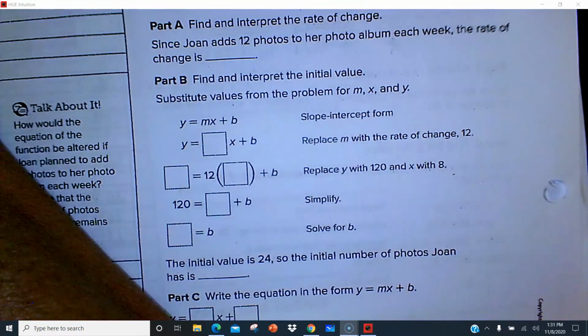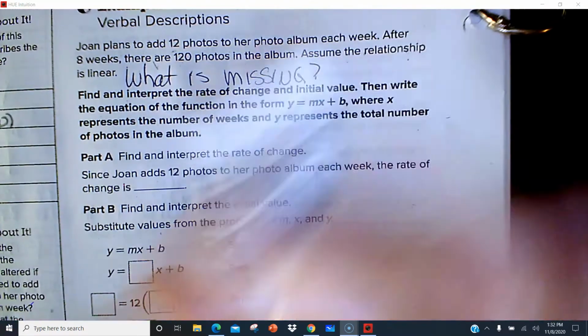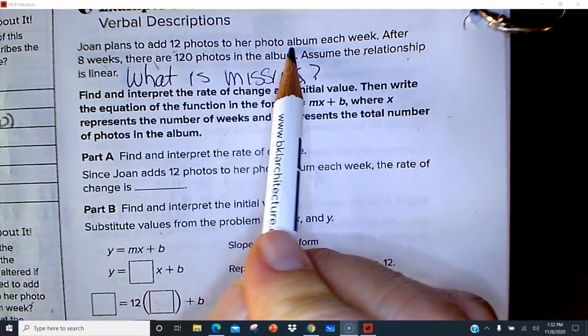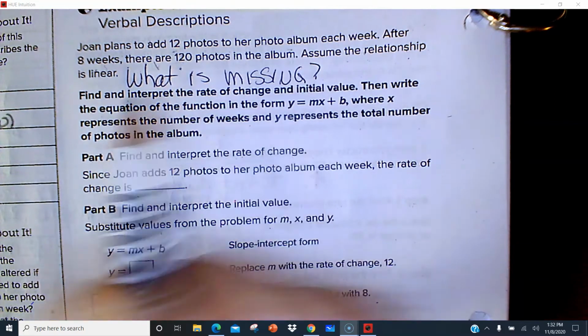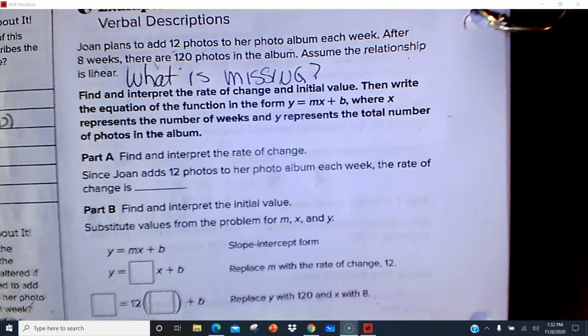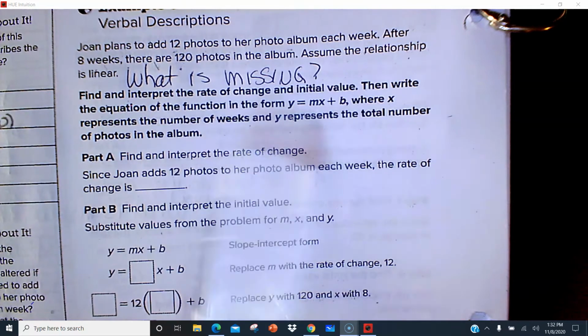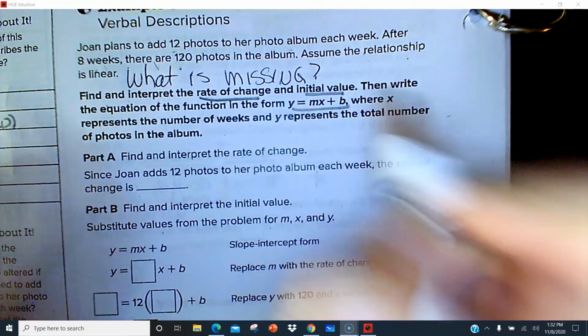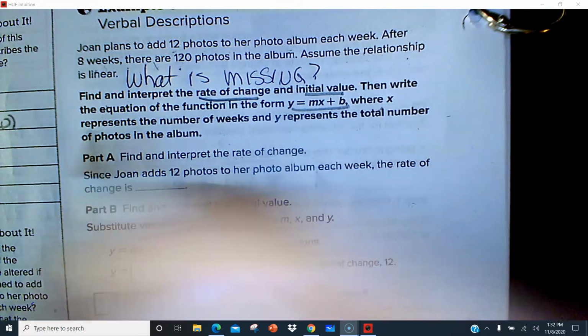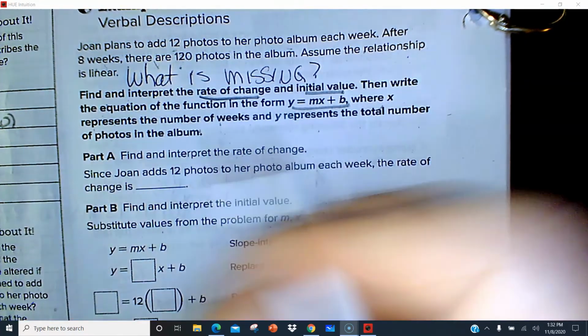We'll press pause here. Okay, so this problem here, Joan plans to add 12 photos to her photo album each week. After 8 weeks, there are 120 photos in the album. Now, here they have to actually get to the question. Find and interpret the rate of change. I need to know the rate of change and initial value. Then write an equation. Okay, so I write an equation where x is the number of weeks, of course that's time, and y is the total number of photos.